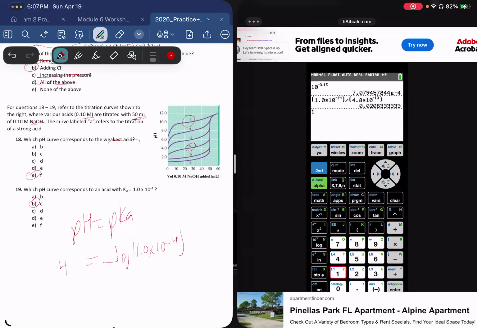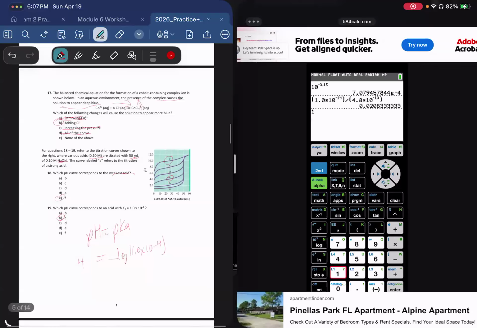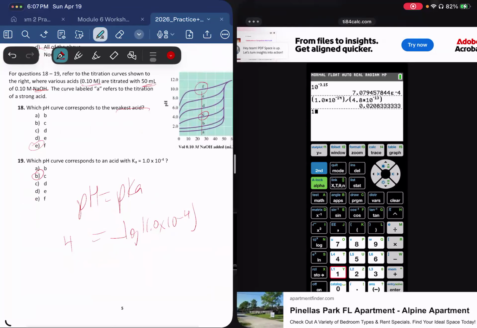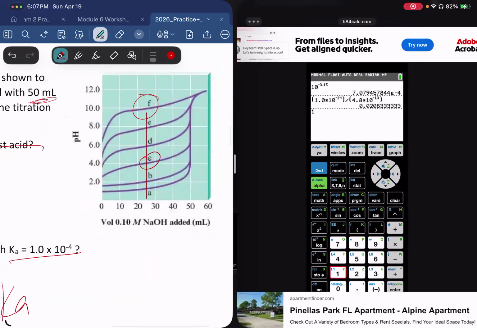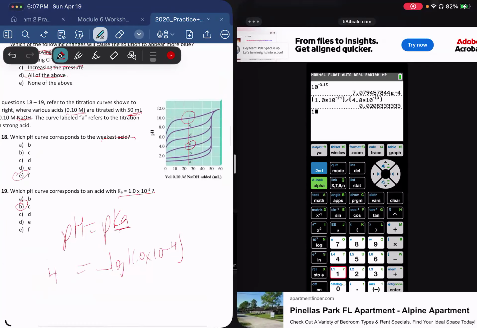Are there any questions regarding these questions? Can you explain 19 again? Sorry. Yeah, so this is an example of when to use pH equals pKa. I told you earlier that pH equaling pKa is used for the half equivalence point. The reason it's helpful is that if you know the pH at the half equivalence point, you can figure out the Ka, and vice versa. If you know the Ka, you can figure out the pH at the half equivalence point. In this case, they're asking you to identify the acid that corresponds to this Ka value.